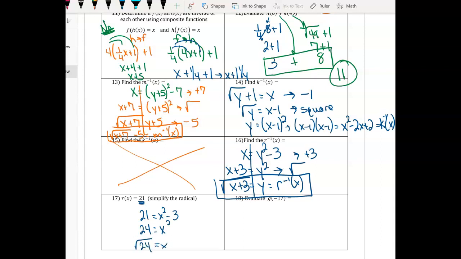And this is where it says simplify the radicals. So I want you to realize that 24 can break down into 4 and 6, and you can get 2 square root of 6 plus or minus because we did solve.